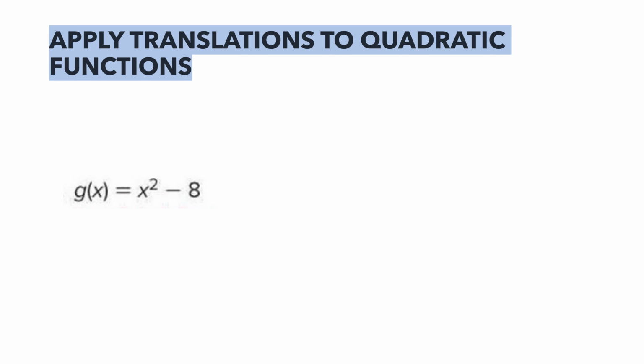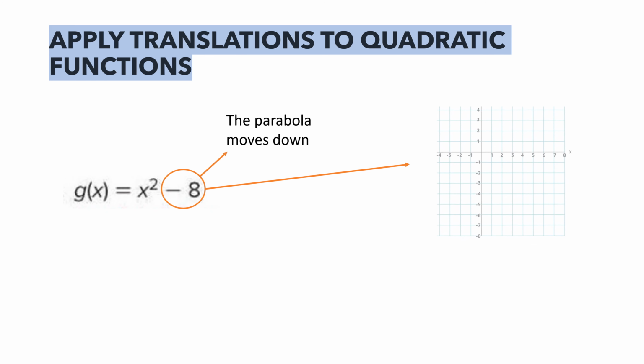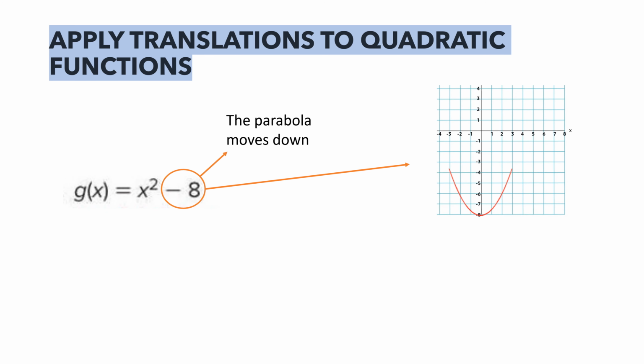So let's have a look at the third example, which is g of x equal x squared minus 8. We know x squared is a parabola, minus 8. When it's a minus 8, the parabola would move downward. But if it's plus 8, it will move upward. So this is how the parabola would look like. It's a pretty easy example.